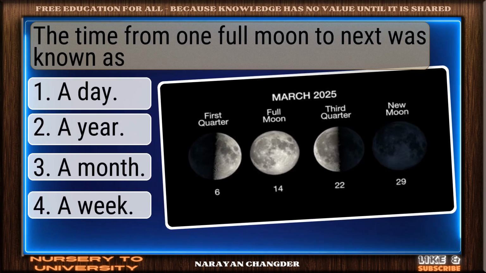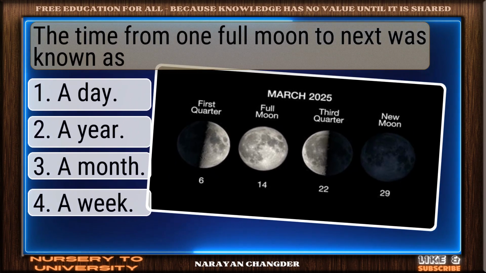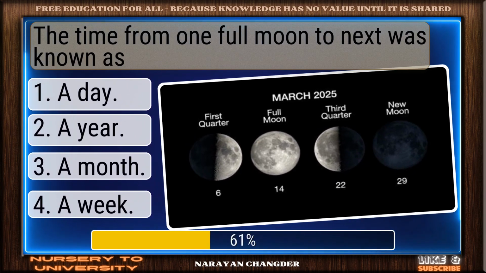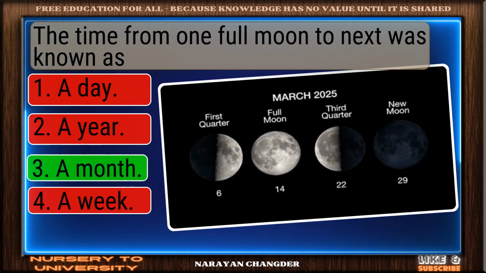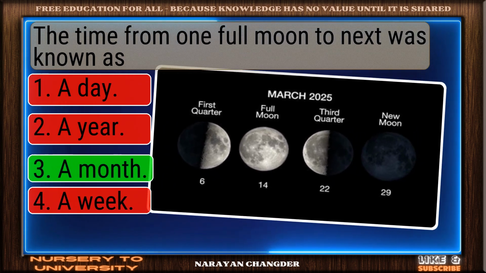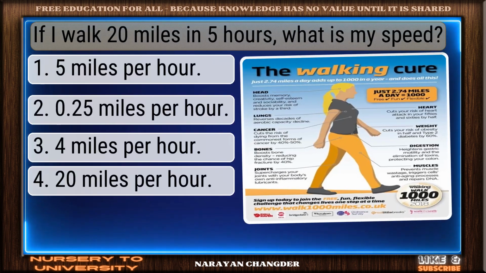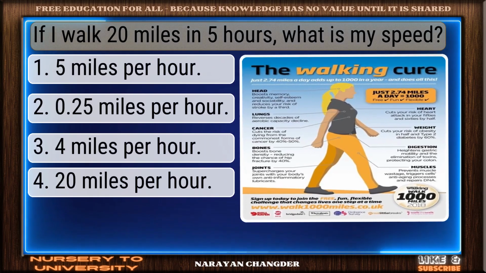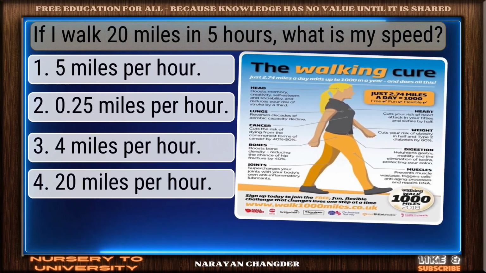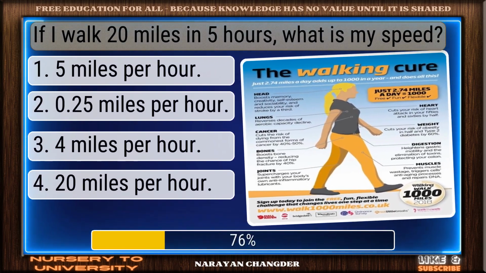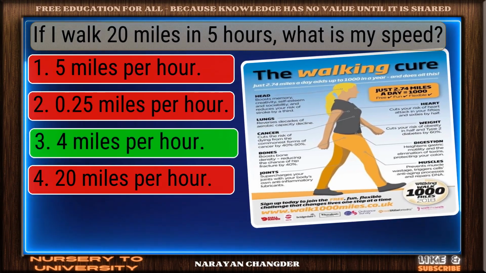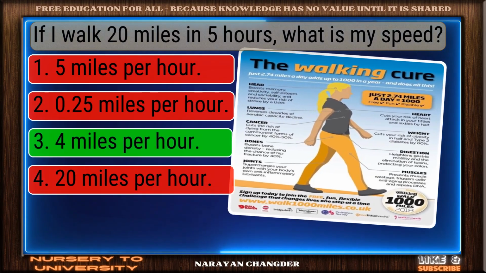Question number 13. The time from one full moon to next was known as? Sharp thinking. A month is the right choice. Question number 14. If I walk 20 miles in 5 hours, what is my speed? Nice work. You chose 4 miles per hour and it is correct.